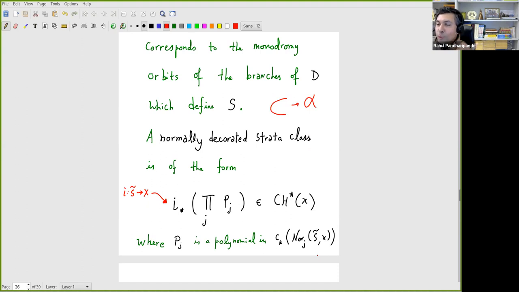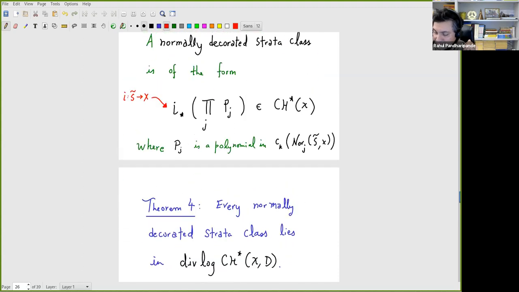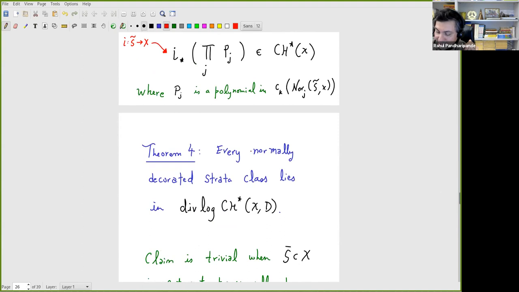So as I said, if it's a strict normal crossings, this stuff is not there. And so the general statement is if I take any normally decorated stratum class, it lies in div log of this. So this is kind of a criterion of how to know you're in this combinatorial part. So first of all, if you just take the closure of the stratum, that is in the combinatorial part. And the proof of that is almost what Sean says, you blow up that stratum. But there's some little tricks about that in the sense that maybe that stratum was singular, so you should have blown up some other strata first.